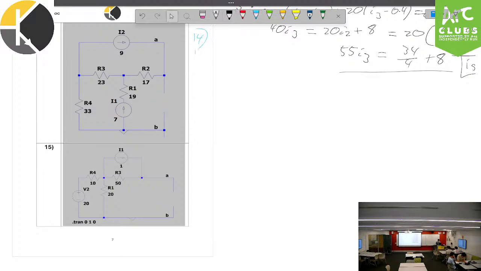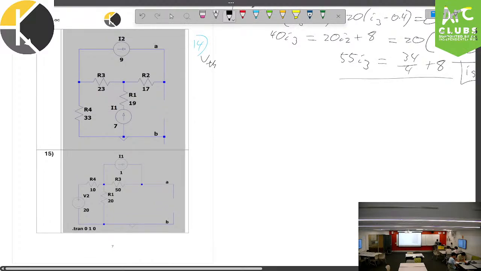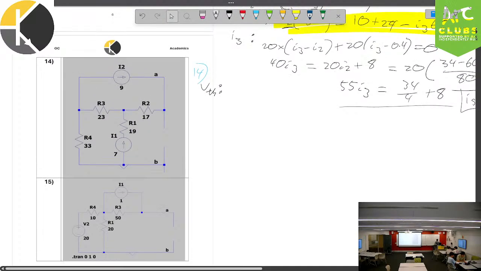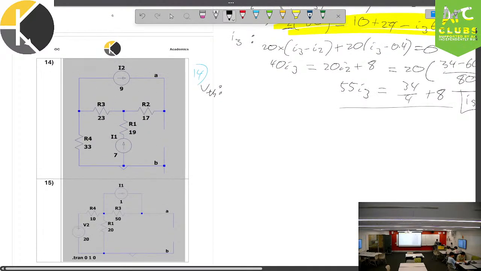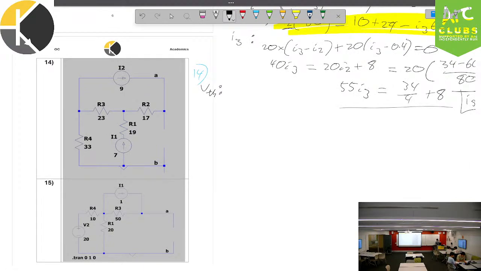Alright, so number 14, we're going to calculate Thevenin. Let's think about this. VAB, oh my, they are all independent sources, alright? But the circuit is a little bit convoluted. How are we going to get here? That's the question. So, I propose we use 2 meshes.